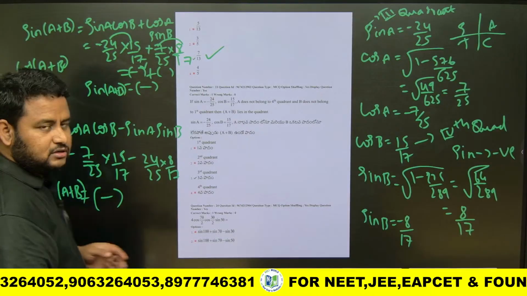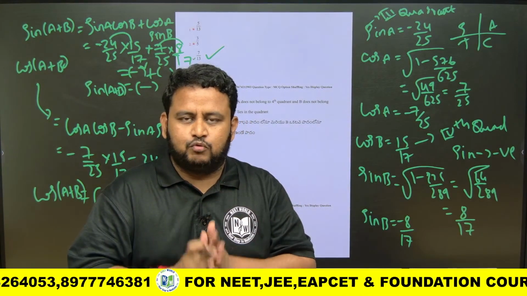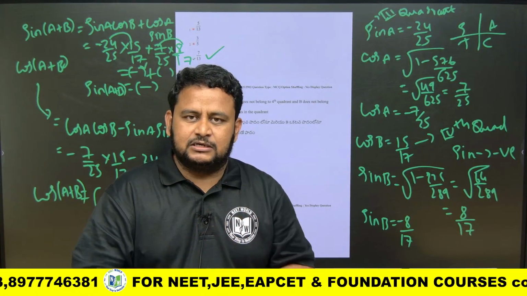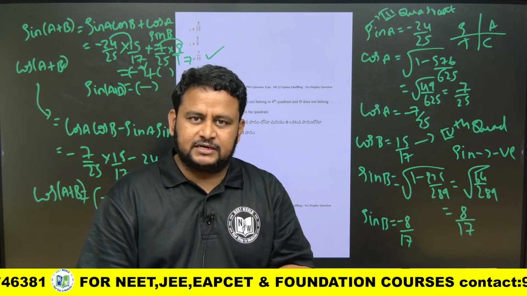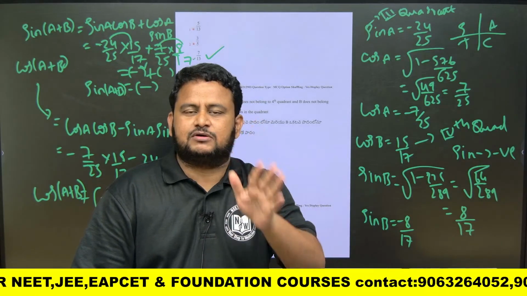Okay, so sin of A plus B and cos of A plus B are negative. Both sin and cos are negative in which quadrant? Sin is positive in the first and second quadrant. Cos is positive in the first and fourth quadrant. Only in the third quadrant are both sin and cos negative.